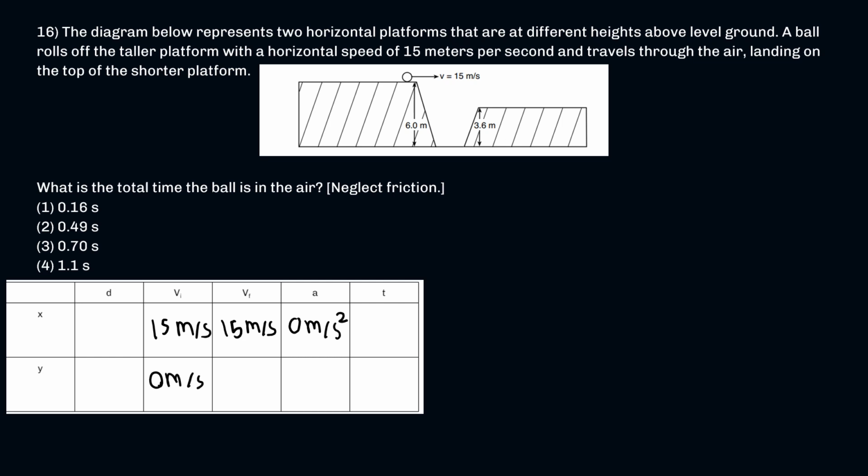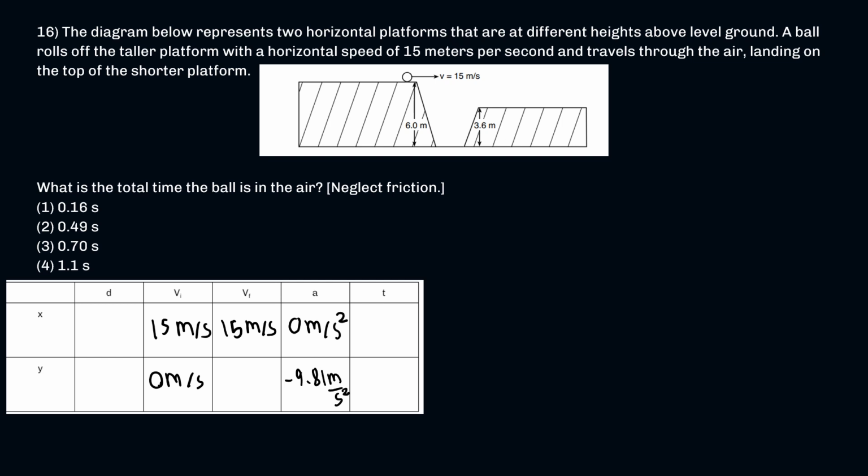My acceleration in the y direction is negative 9.81 meters per second squared. I do not have my time yet. Time is the same for both the x and the y, but I can find my displacement.